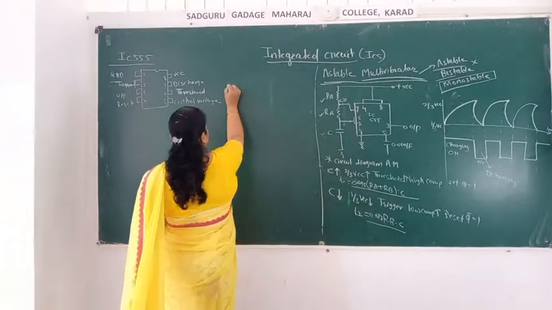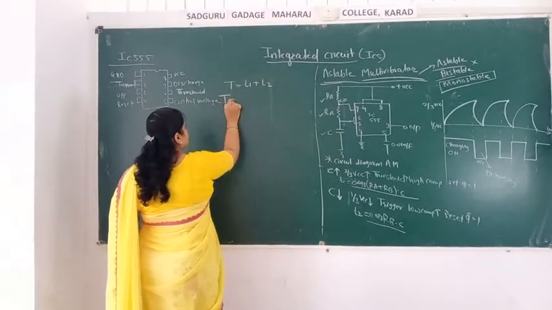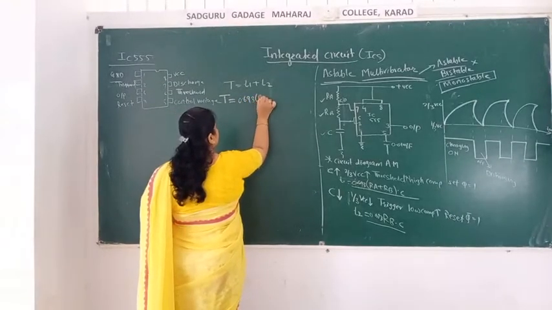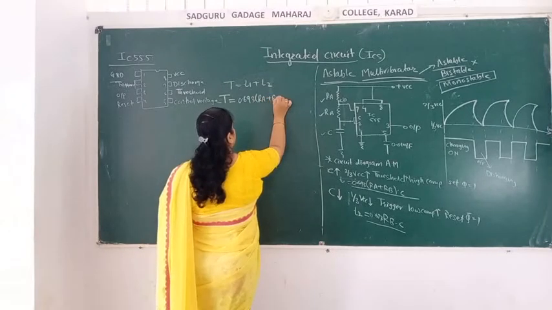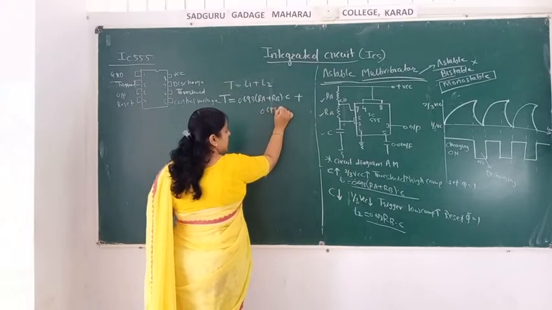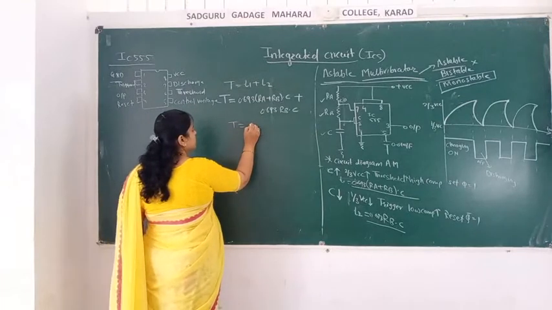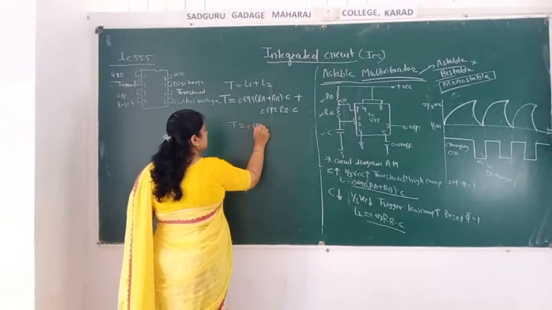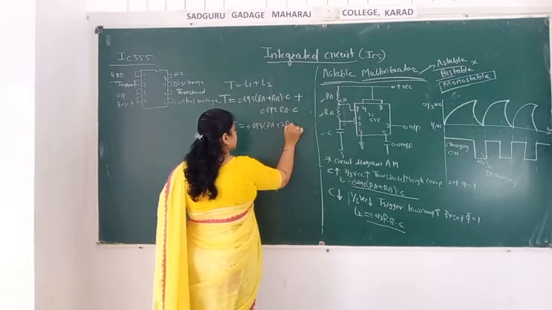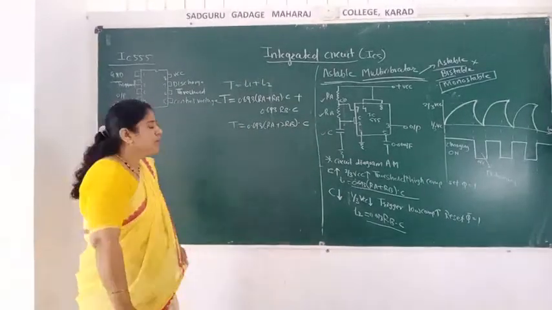If we take the total time T equal to T1 plus T2, then T is equal to 0.693 (RA plus RB) C plus 0.693 RB C. So the total time T is given as 0.693 (RA plus 2 RB) C. This is the total time we are considering.